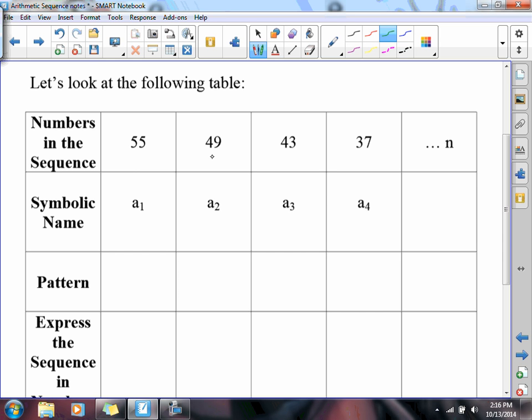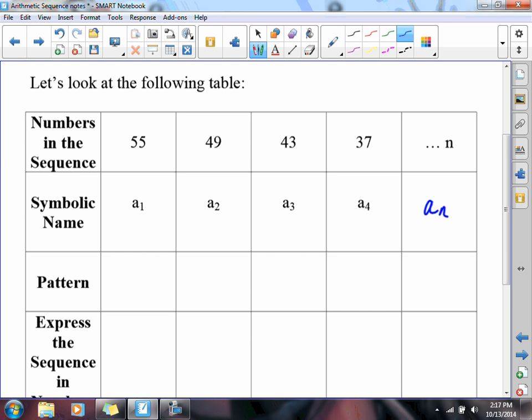I have 55, 49, 43, 37, and so on. Since my sequence is starting at 55, I'm going to call that first term A1. My second term is A2, and then A3, and then A4, and so on. And if we have a generic term that we don't know what number term it is, we call that A sub n. So n is like a variable that stands for any spot in the sequence.